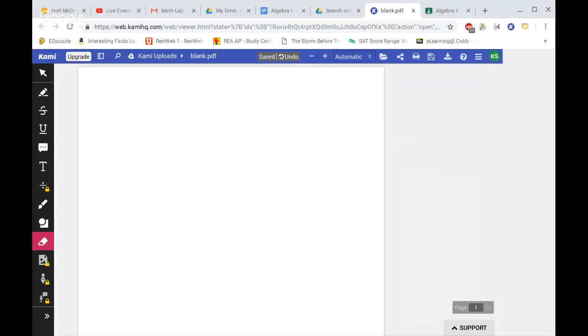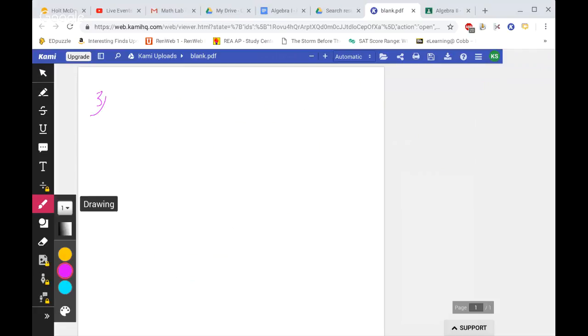So how exactly would I write this? Let me make sure that I write it here so you could see a good example. So you would write it like this, and then that's factored completely.